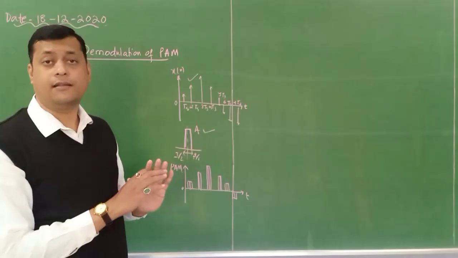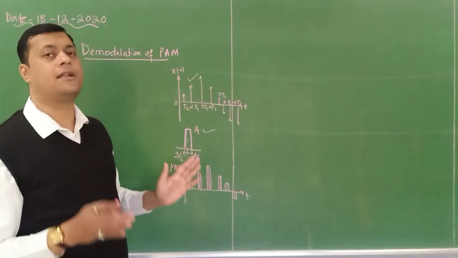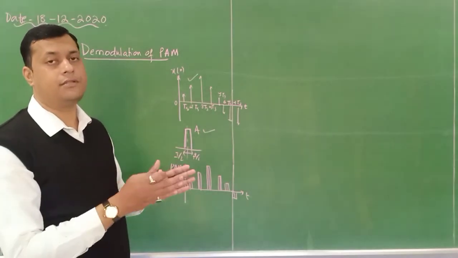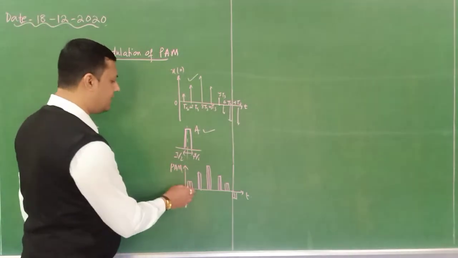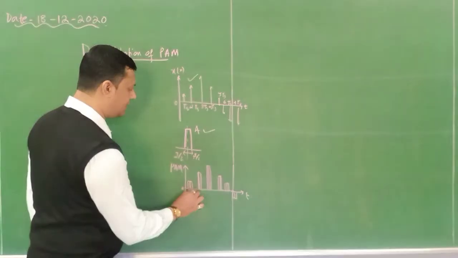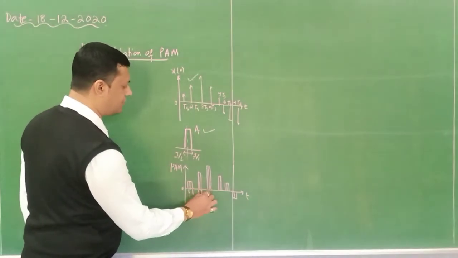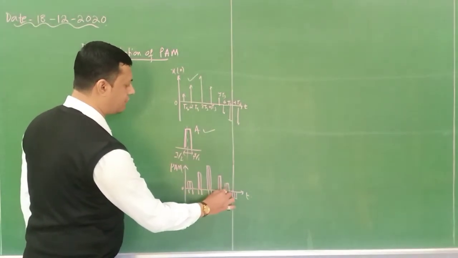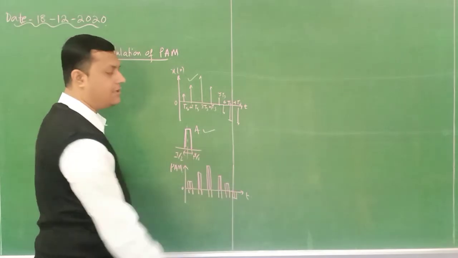Pulse time period need not change. Pulse time period remains as it is. The width of the pulse remains constant. You can see the pulse width of these pulses is the same. Pulse width means this point to this point, this time to this time, this time to this time, this time to this time.